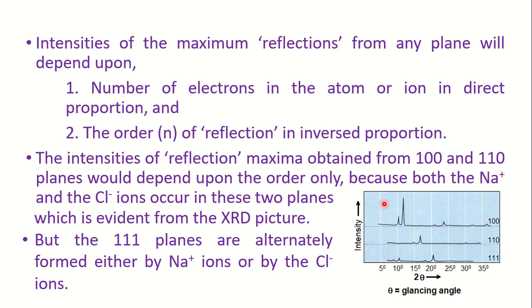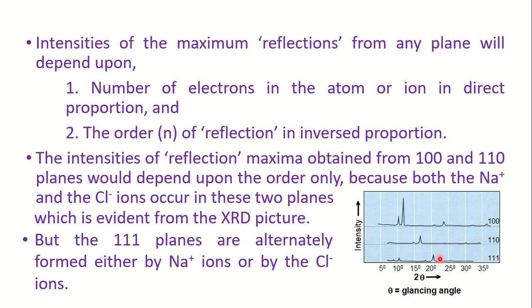Okay, so this rule is being followed. The order of reflection is in inverse proportion. First order is more intense than that of second order. Here also for 110, first order is more intense than that of second order. But in case of 111, the first order intensity is less than the second order intensity.